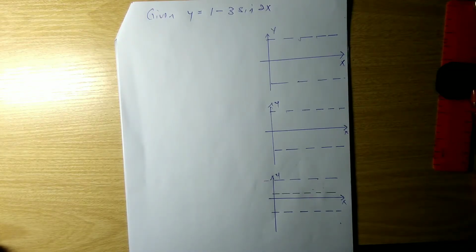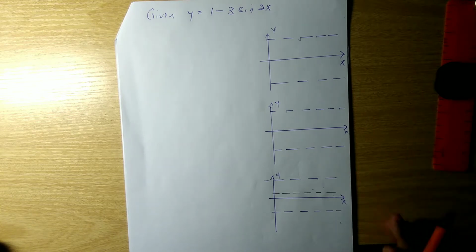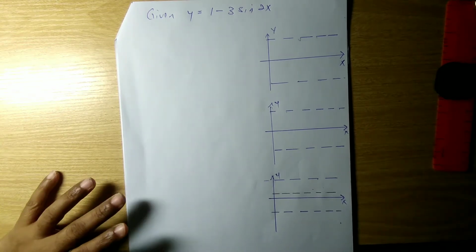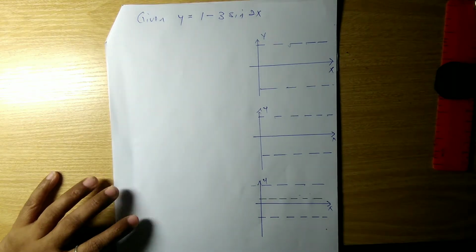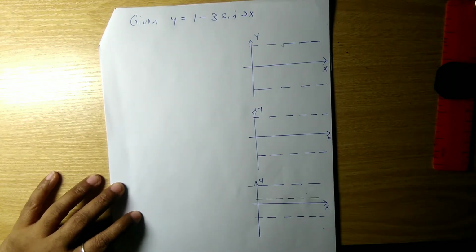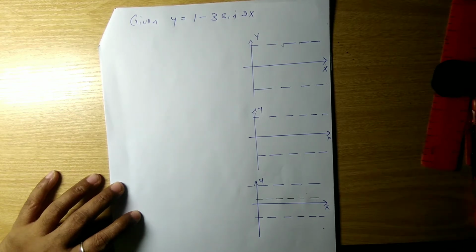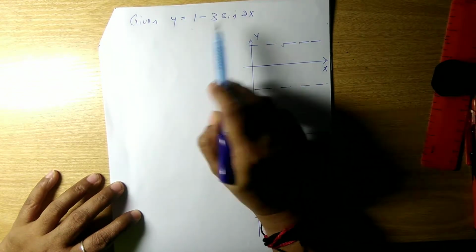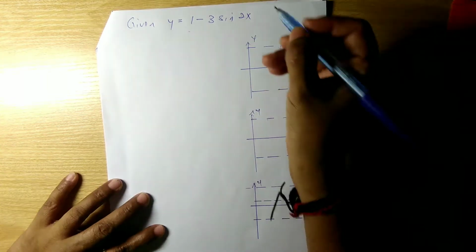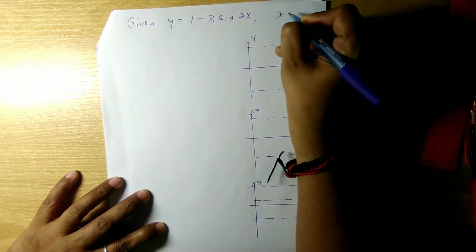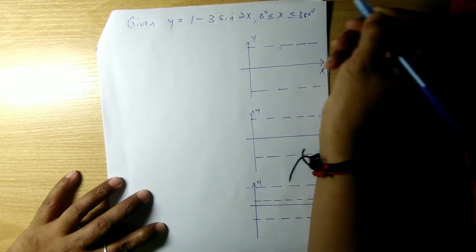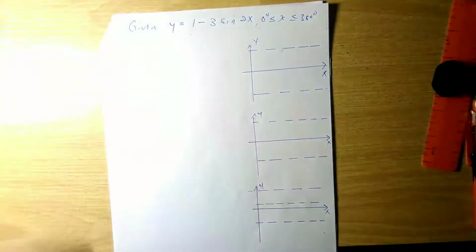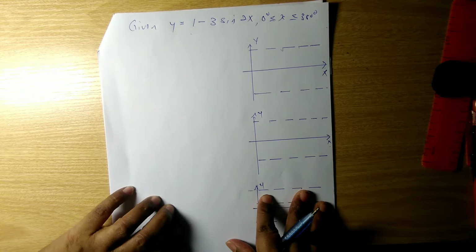Alright, good evening. So today we move on to the next example on sketching of graphs. There's another question here whereby y is 1 minus 3 sine 2x, and x is in the domain of 0 to 360. Okay, so how are we going to sketch this?